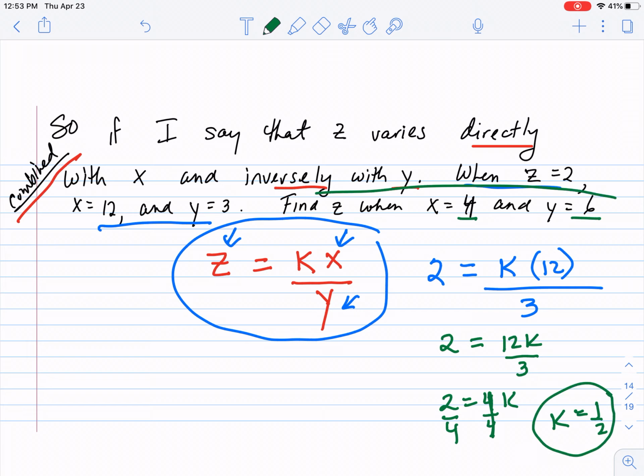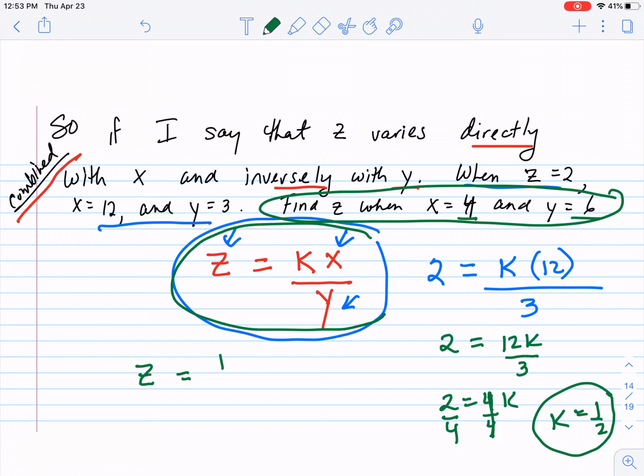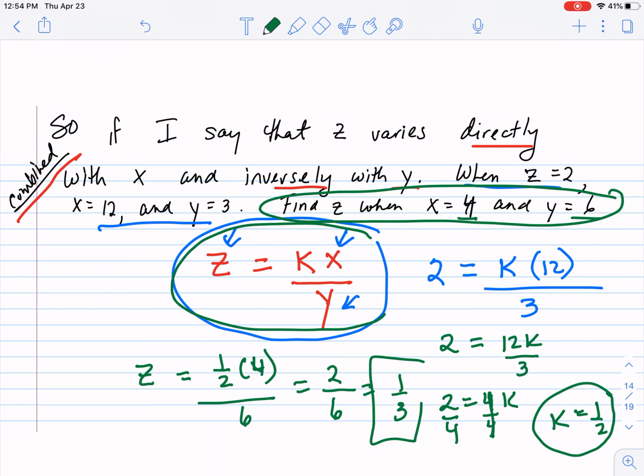Now my next part, I want to find z when x equals 4 and y equals 6. Well, now I'm going to go back to using my original equation. Z will equal k, which I now know is 1/2, times x, which I know is 4, divided by 6, because that's my y. All right, so now I keep going with this. What's 1/2 times 4? That's 2. 2 over 6 is 1/3. So my final answer here is that z is equal to 1/3.